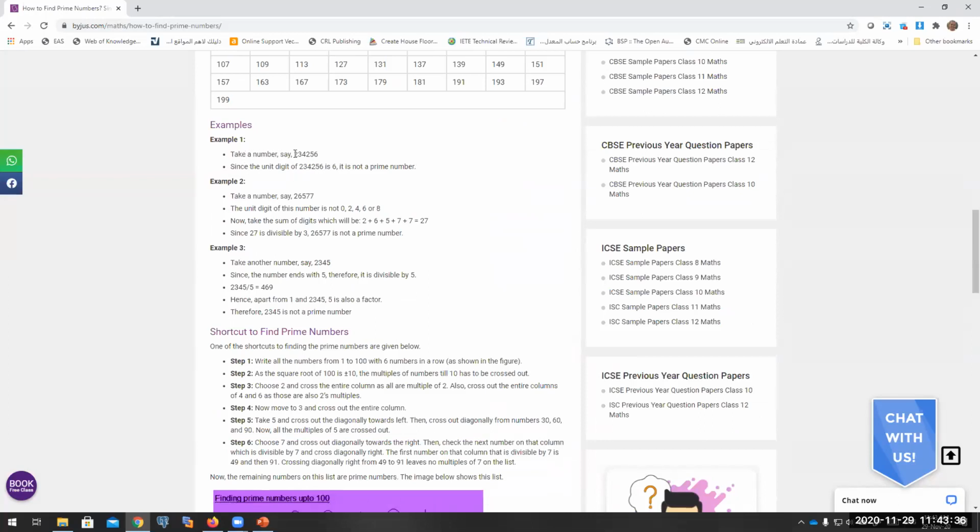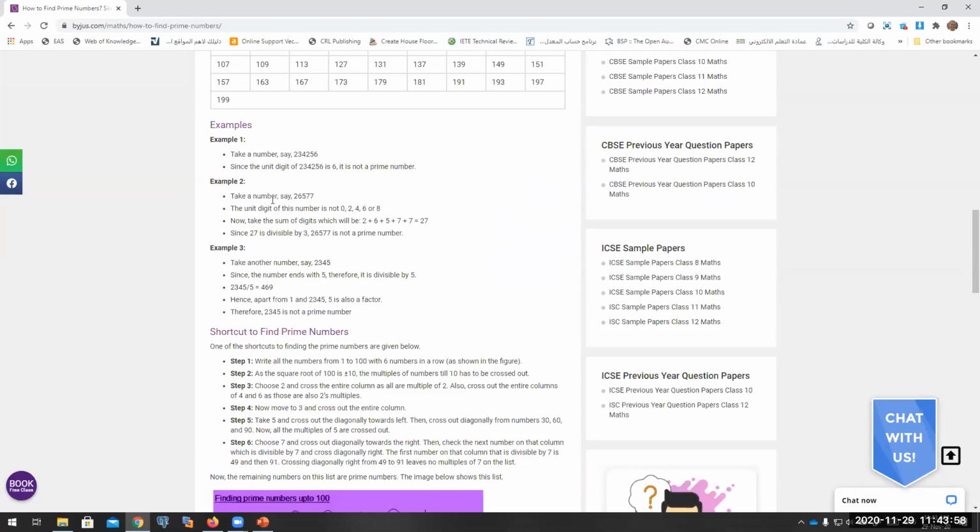For example, you take a number, say this is a large number, and if you see the units of this number is 6, and 6 is even, but even is not a prime number. This is failing this test. So you can say this is not a prime number just because it is an even number.